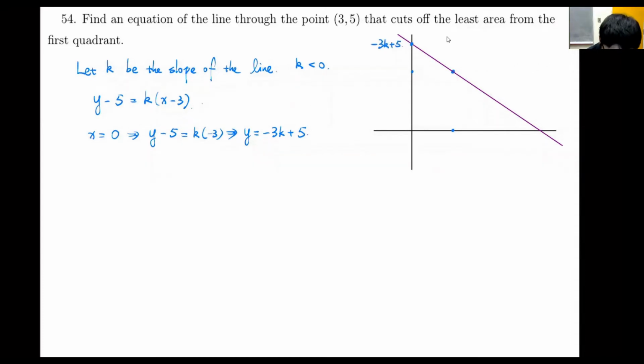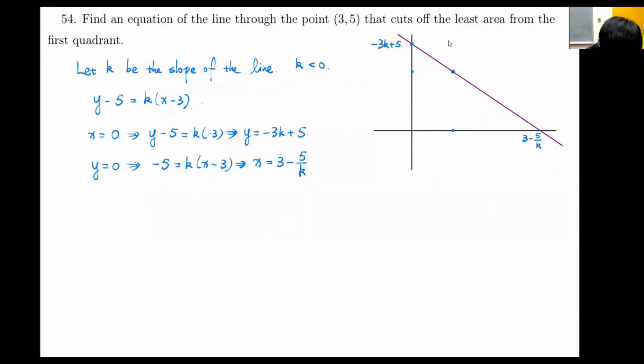To get the x-intercept, we simply set y equals 0. So this tells me that minus 5 equals k times x minus 3. Divide both sides by k because we assume k is non-zero. That way we get x equals 3 plus 5 over k. Actually minus, not plus. So 3 minus 5 over k will be the x-intercept.